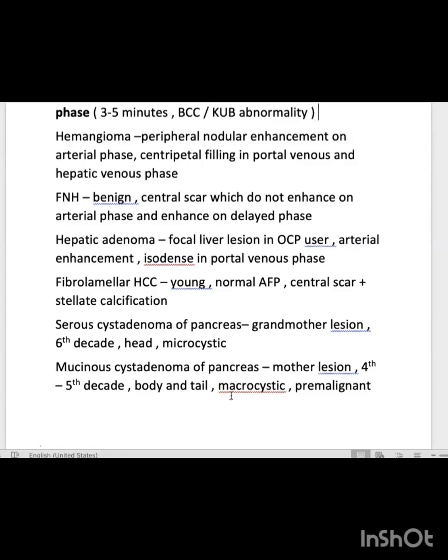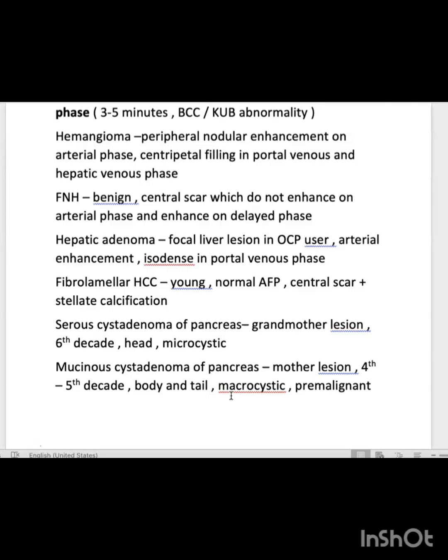Hepatic adenoma. They are frequently found in patients who use oral contraceptive pills, but they will enhance during arterial phase, and during portal venous phase there will be isodense, not hypodense like in HCC. Fibrolamellar hepatocellular cancer occurs in young females, normal alpha fetoprotein levels. There will be a central scar like FNH, but there will be stellate calcification.